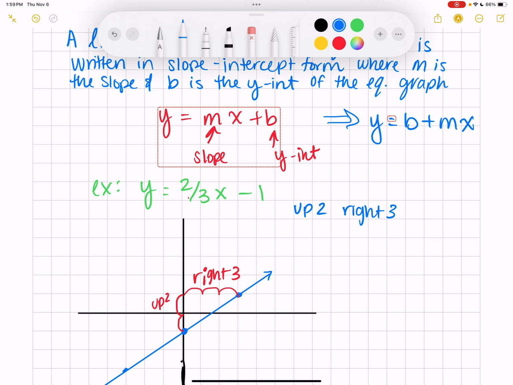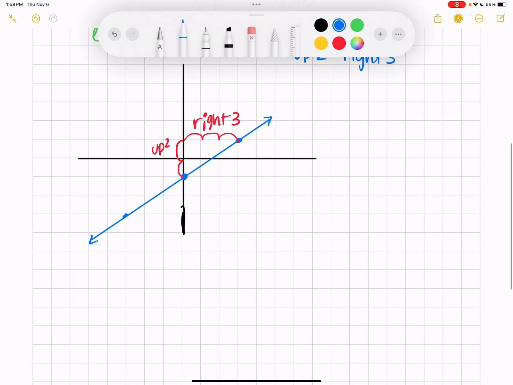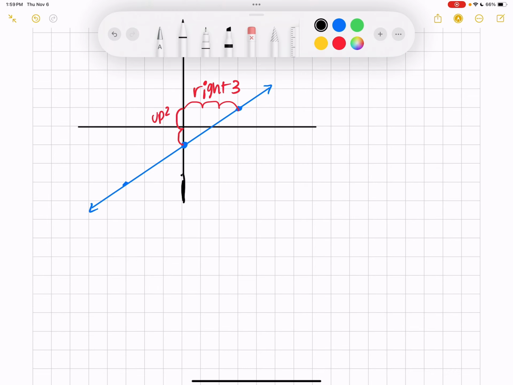So, anything that's in front of that is your slope, and then your value that's by itself, not with a variable, is your y-intercept. So, the first problems just want us to state the slope and the y-intercept. We're not graphing anything. The only addition is we're going to talk about what that slope would cause your graph to do.